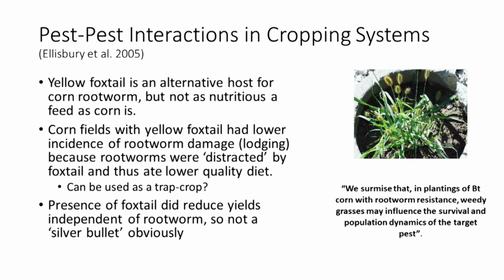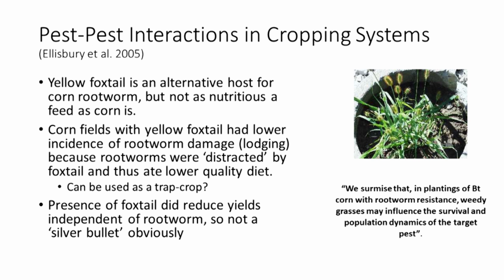The last interaction, this is a kind of a neat one, is pest-pest interactions in cropping systems. There are a number of these, but this is one interesting study that looks at the interaction between yellow foxtail, which is a common weed in Ontario. It's a grass. It's common also in North America. And corn rootworm, which is an insect pest we've been talking about in this class.